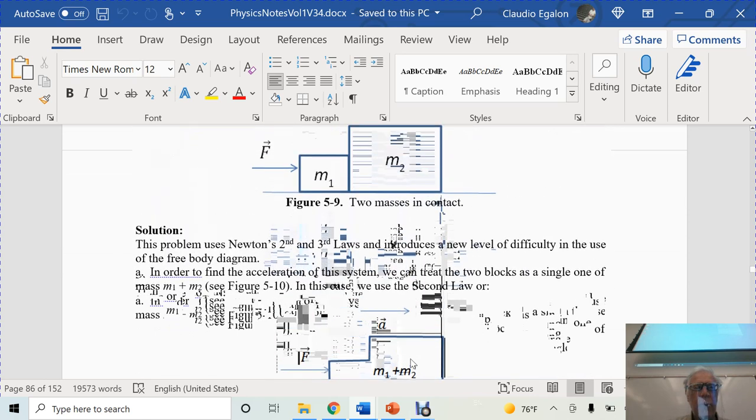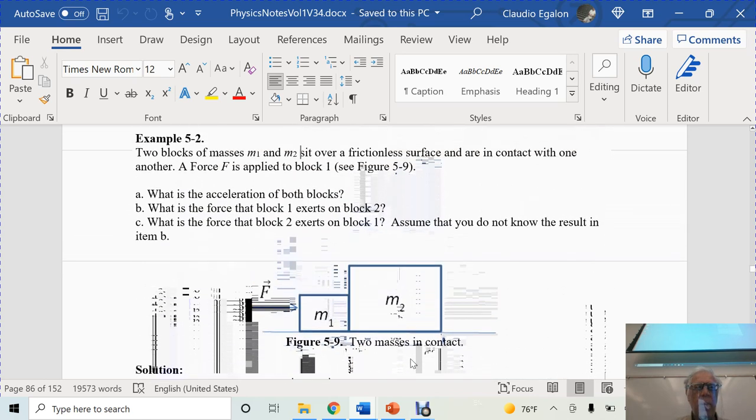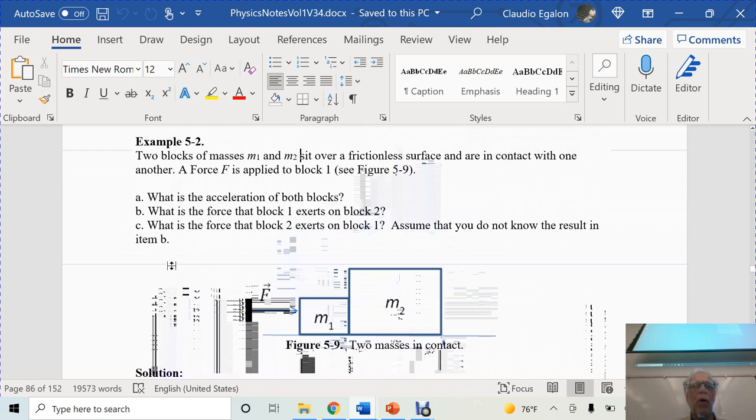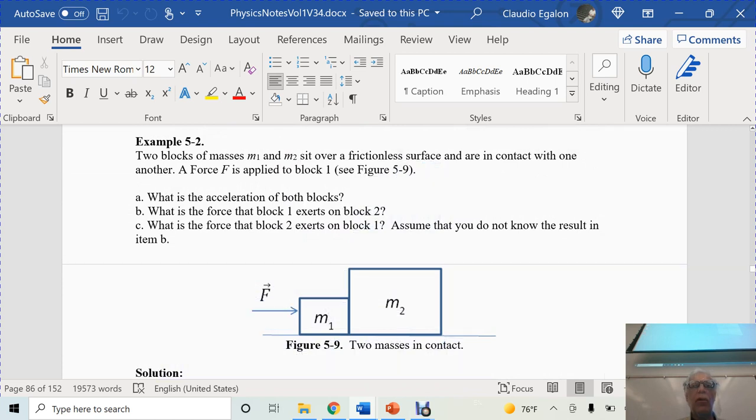Yeah, let's take a look here. Here you go. Formulation of the problem. Two blocks of mass M1 and M2 sit over a frictionless surface and are in contact with one another. A force F, it doesn't matter where this force comes from, can be my hand propelling those two blocks. What we have in there can be something like that.